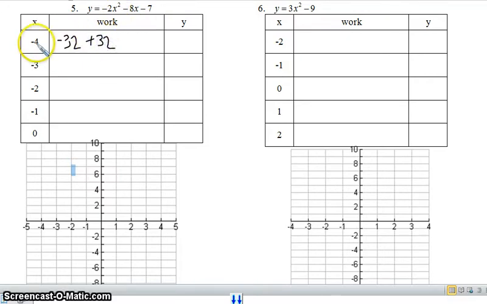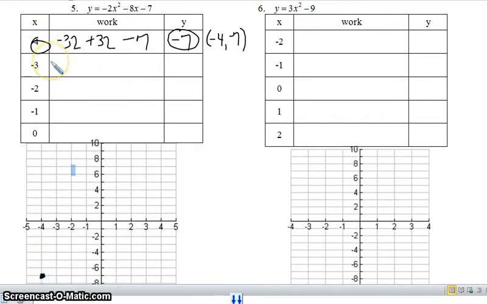And then -7. Notice there's no x there, so you can't stick in a -4. So, it's just -7. So, if you do the math, -32 plus 32 minus 7 is -7. And there's our first ordered pair, -4, comma, -7. See, it's the input and the output, just like independent, dependent, like we did way back in Unit 5. So I'm going to go ahead and graph that point, -4, -7, and there's my first ordered pair.